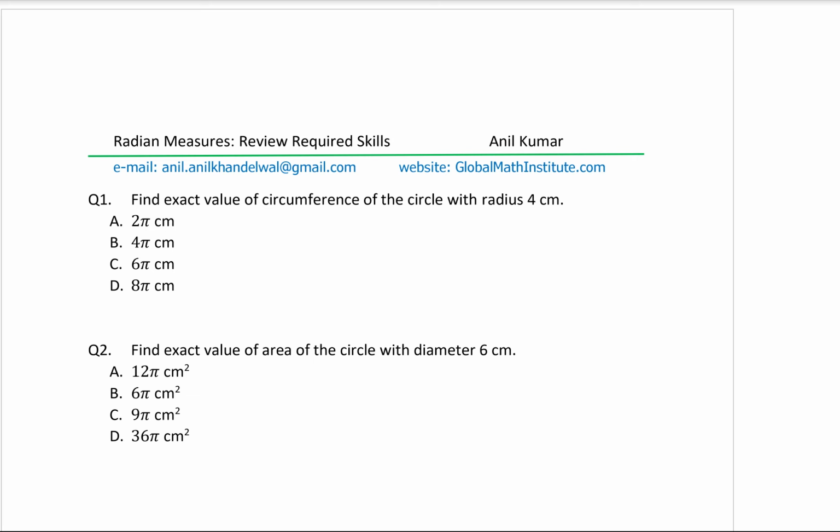Question number 1 here is, find exact value of circumference of the circle with radius 4 centimeter. So when we say radius is 4 centimeter, circumference C is 2 pi r. So we can always plug in the value 4. So we get 2 pi times 4, 8 pi is your answer, correct? So option D is the right option. Similarly, let's look into the next question now, which says, find exact value of area of the circle with diameter 6 centimeters. You can pause the video, answer the question, and then look into my suggestions.